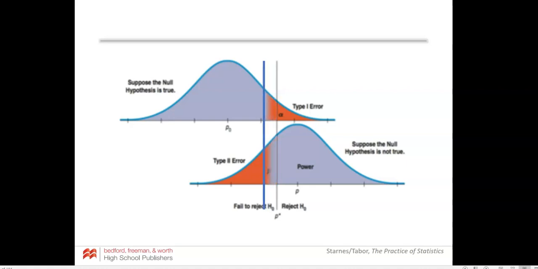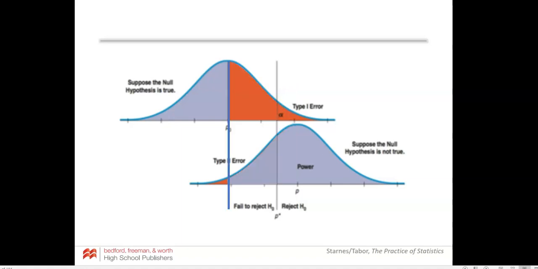So if I move this, you can see how they're related. Type 1 got bigger, type 2 got smaller, power got bigger. And power got bigger in a relational way. Like if type 2 was 5% there, power would be 95%. If this goes the other way and type 1 gets smaller, type 2 is going to get bigger, which means the power of the test is going to get quite a bit smaller, right? So power and type 2 add up to 100% there.